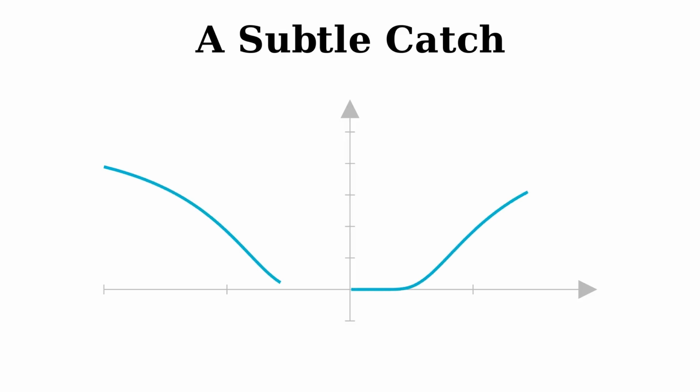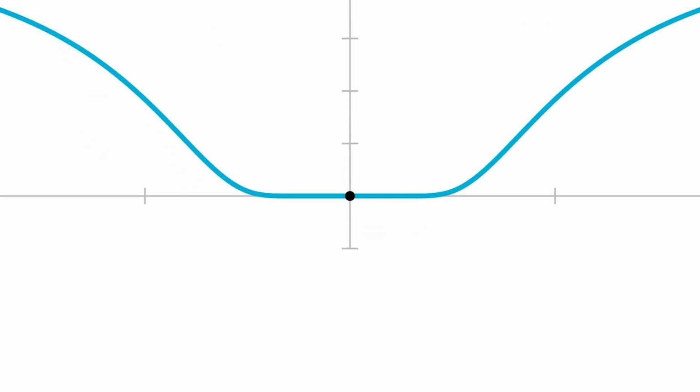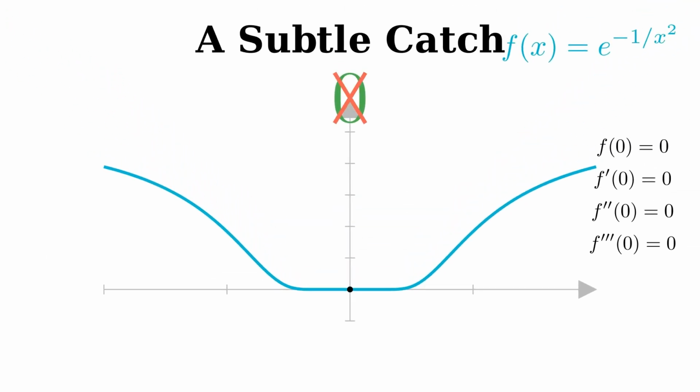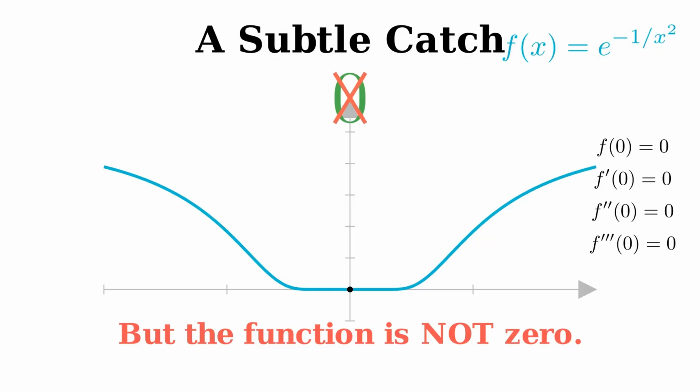But there's a subtle catch. Not every smooth function is equal to its Taylor series. Some functions have infinitely many derivatives and still cannot be perfectly reconstructed from them. For those functions, the Taylor series is only an approximation, not the whole story.